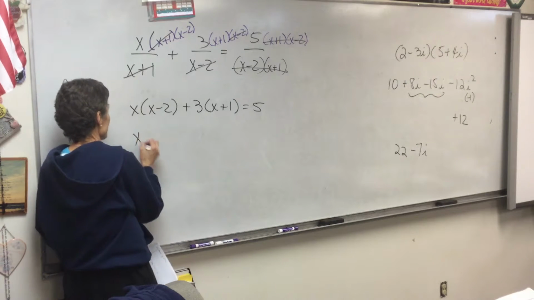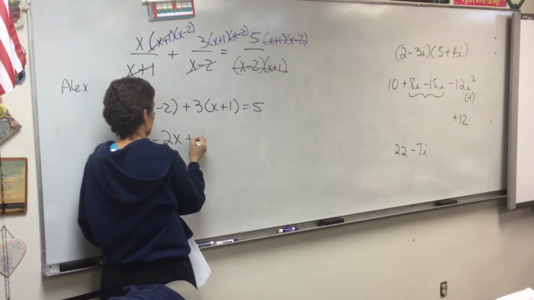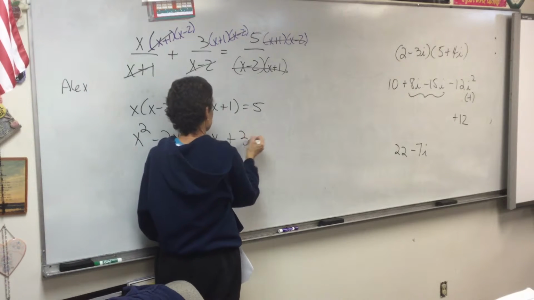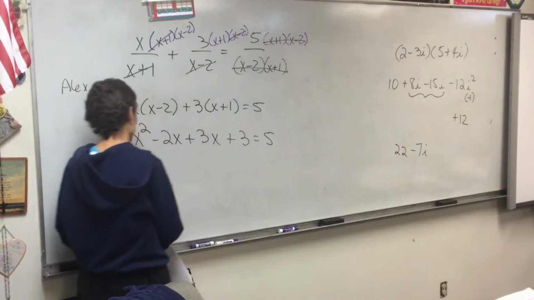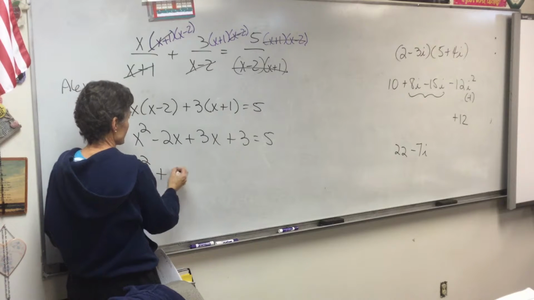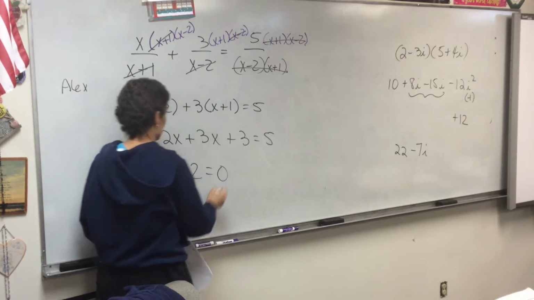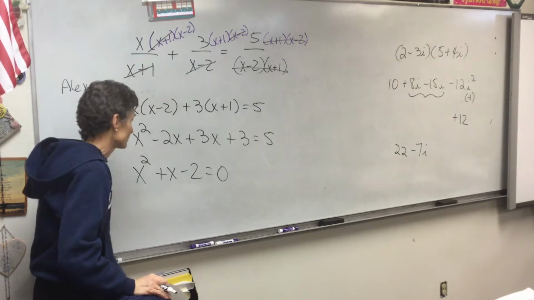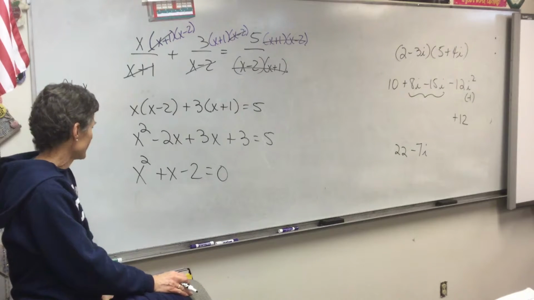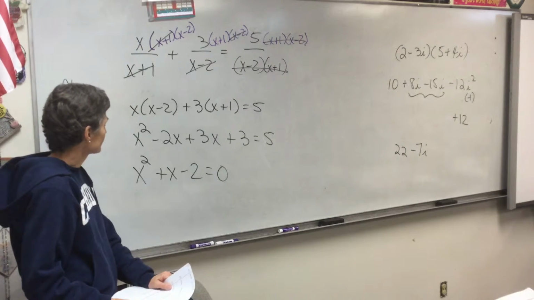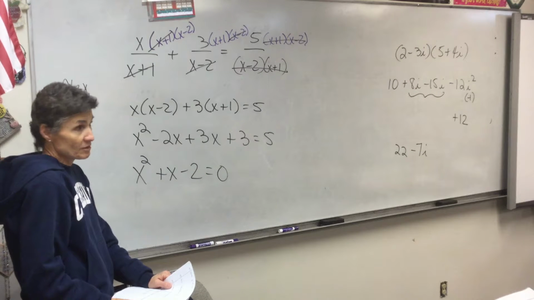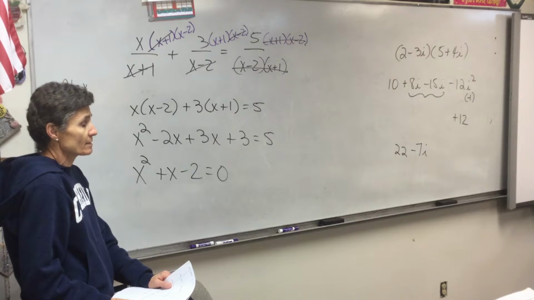So now I'll just do my distributives and collect like terms and get it equal to 0. You know, I always like to have it equal to 0. I think I had it right. And then I have to solve it. I'm not done. I have to solve it.